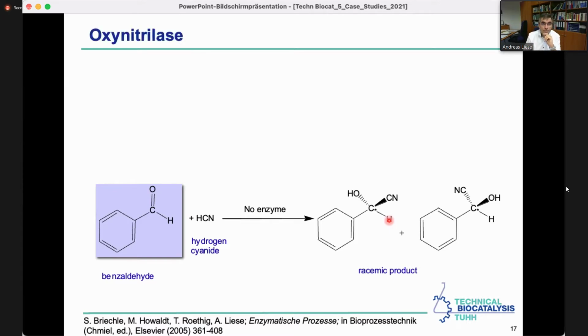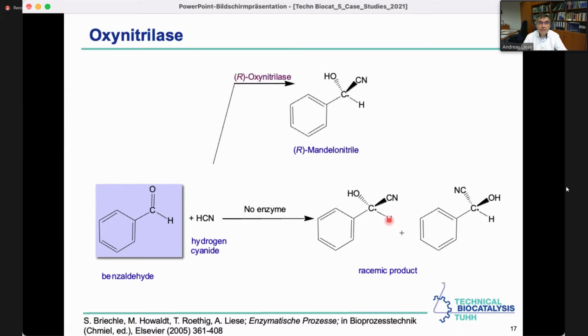Okay. Next step will be we are adding enzyme class 4, oxynitrilase. And this enzyme catalyzes the same reaction, but just produces one enantiomer, just produces the R product, 100% selective, almost. Now, that's a good point. The big disadvantage is you are unlucky in that sense that this chemical reaction is running in parallel the whole time if you don't control it.